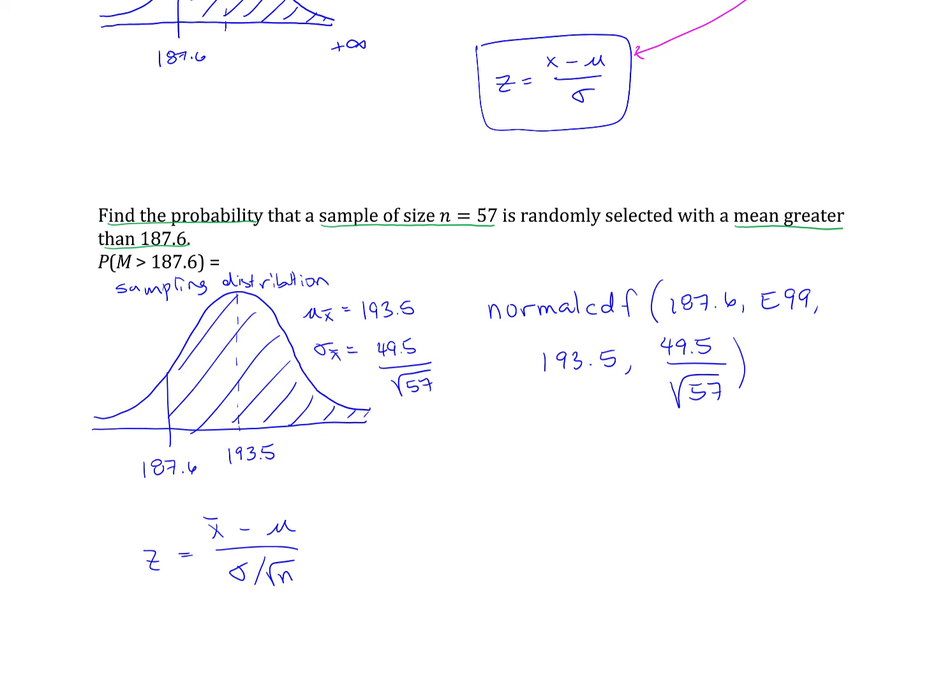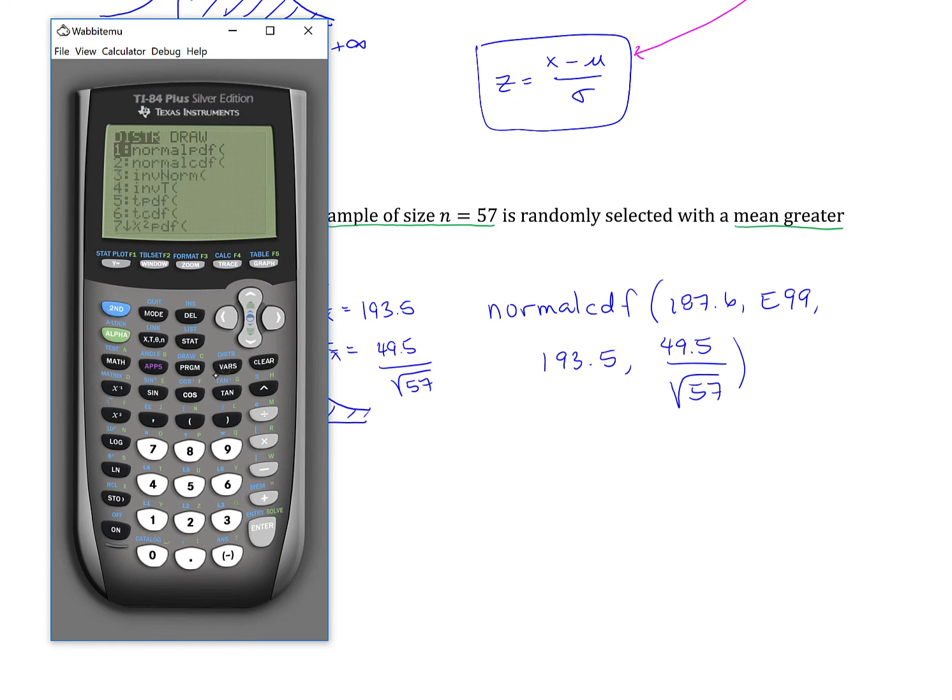Now, let's use the calculator to get our answer. If you're using the calculator with the menus, it's actually a little bit easier here just because it's easier to see things on screen. So you can do 187.6, the upper bound, second comma to get the E, and then 99 for positive infinity, 193.5, and then lastly the standard deviation. You can type in 49.5 divided by the square root of 57, and when you press enter, most of the time it calculates what that value is as a decimal. Either way, it's okay. We're going to paste it onto the home screen, and it's placed all of this information into Normalcdf for you, and it comes up with the probability of 0.8159.